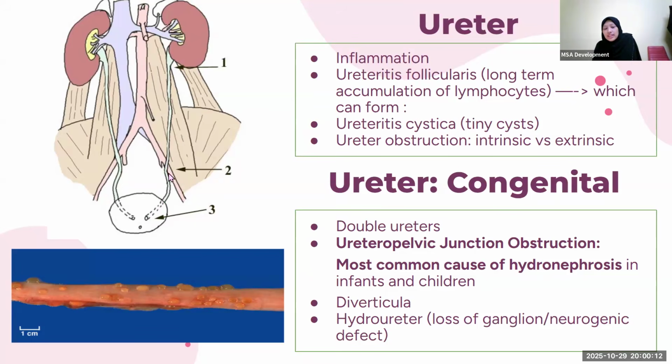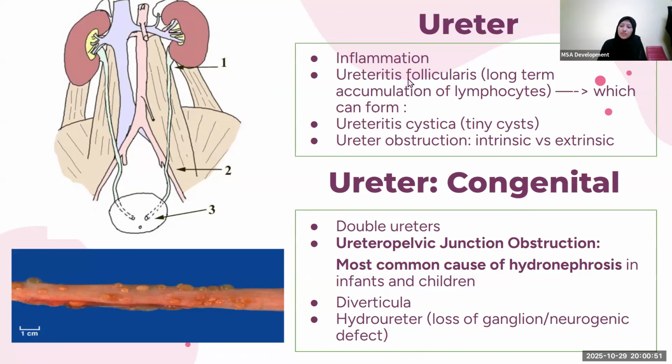Then crossing over the iliacs is the second. The third one is at the end, the vesicoureteral junction, between the bladder and the ureter. Now, problems that can happen in the ureter: stones, infection, inflammation can happen everywhere. If there is a lot of long-term inflammation, with accumulation of lymphocytes, we call it ureteritis follicularis.